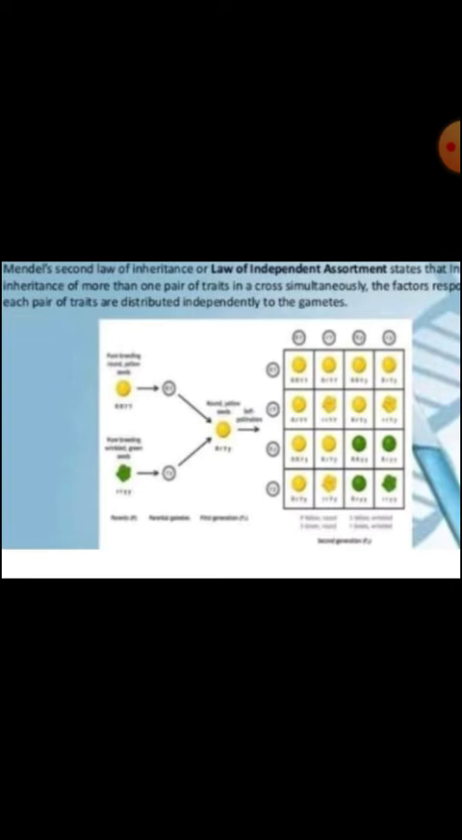The dominant character gets expressed, and recessive characters are there, but they are not expressed. So independently one character gets expressed in the offspring, because in each pair of traits one character is independently transferred to the gametes.